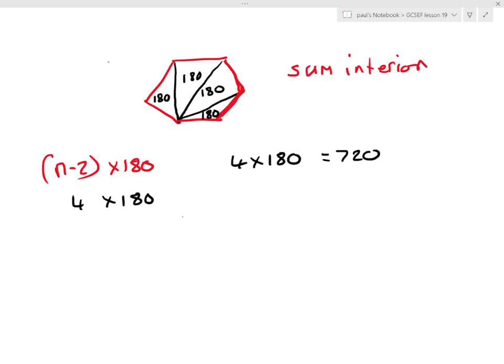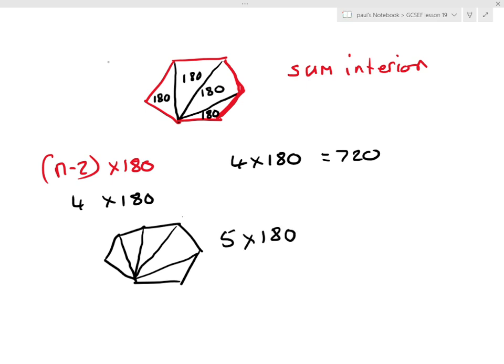So you could do, I don't know how many sides this is going to be, we'll just say 1, 2, 3, 4, 5, 6, 7. Right? So 1 triangle, 2 triangles, 3 triangles, and 4 and 5 triangles. So it's just 5 times 180, which is 900. Yeah, so the sum of the interior angles is 900.